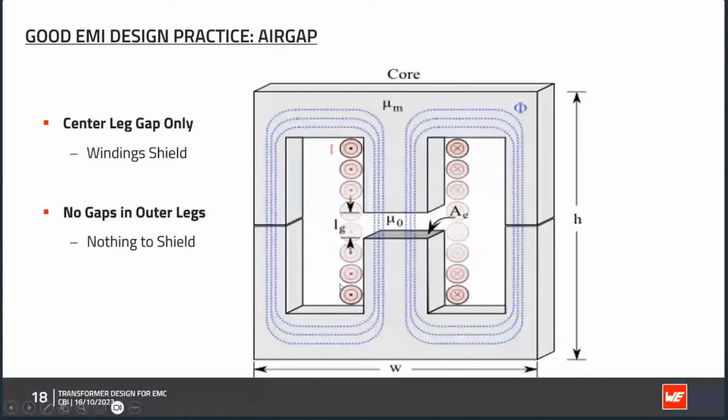So the radiation that comes out of the center gap, it will be dissipated, at least partially, inside the winding. Of course, this will affect a little bit the efficiency. The effect is called fringing. So the magnetic field that comes out of the center gap will cause AC loss in the winding itself. But any loss you have, you can be sure that at least it will not show up in your EMI spectrum.